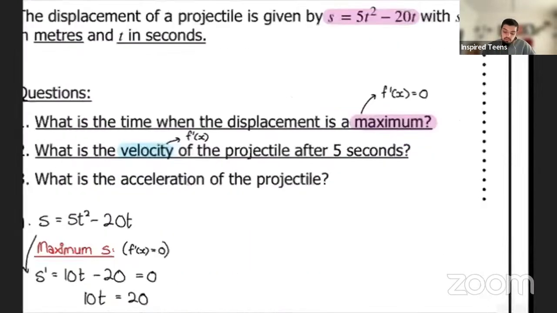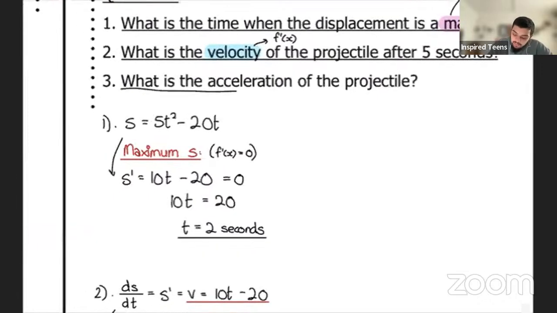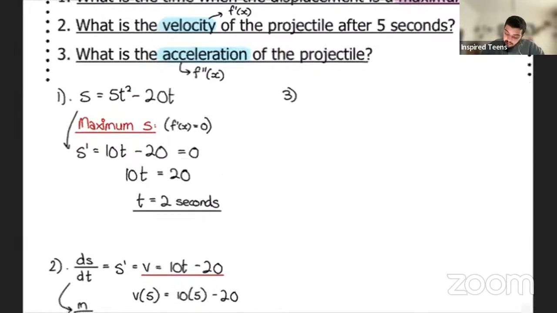Okay, so let's look at the next one. What is the acceleration of the projectile? Remember, keyword here, acceleration. If we have displacement, acceleration is the second derivative. So let's solve number 3. Now, remember, this is deriving velocity in terms of time, which is equal to velocity prime, which is also equal to the second derivative of displacement, which is also equal to acceleration.